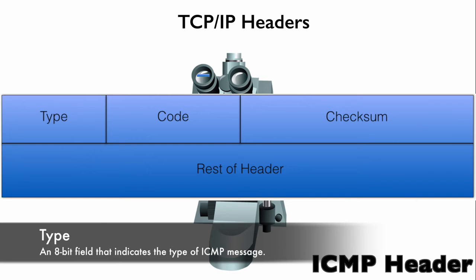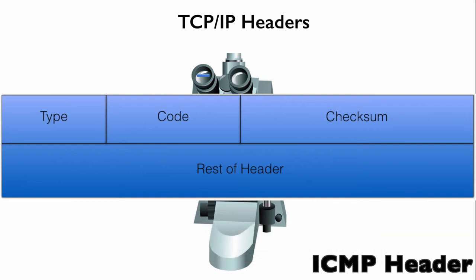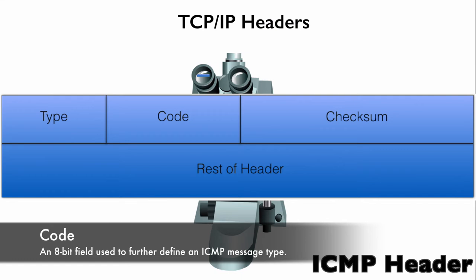A type 0 is an echo reply message. A type 3 is a destination unreachable message. A type 5 is a redirect message. A type 8 is an echo request message, as just a few examples. And notice the code field that can further define the ICMP message type. As an example, the destination unreachable message has 16 different codes.